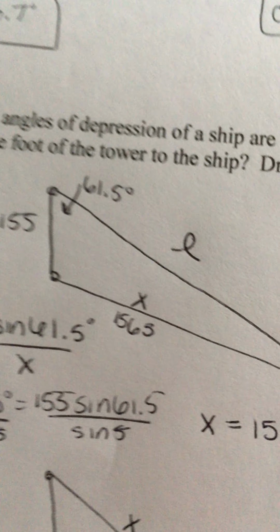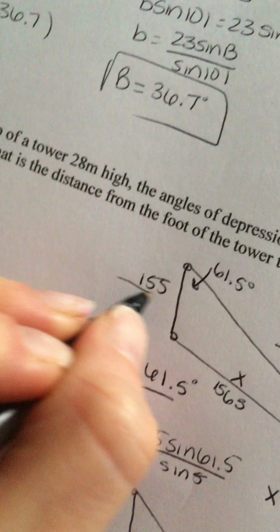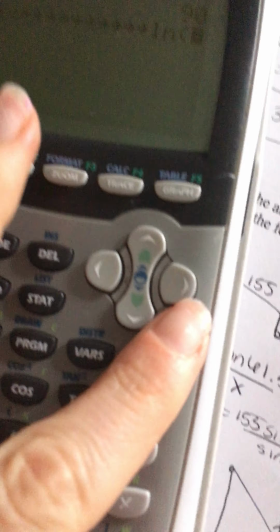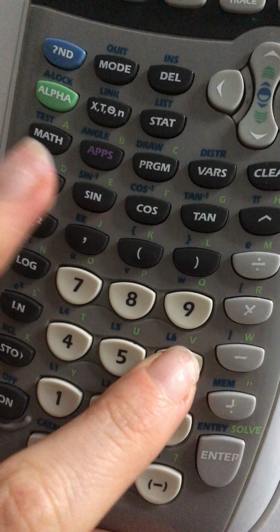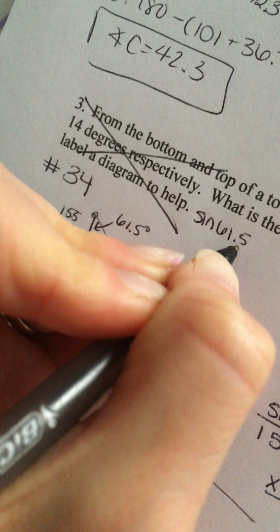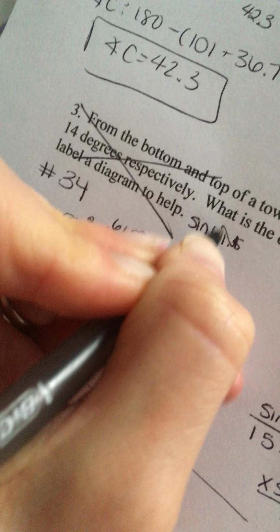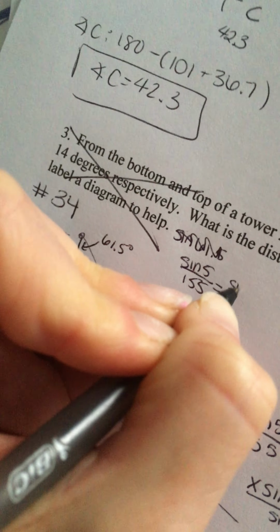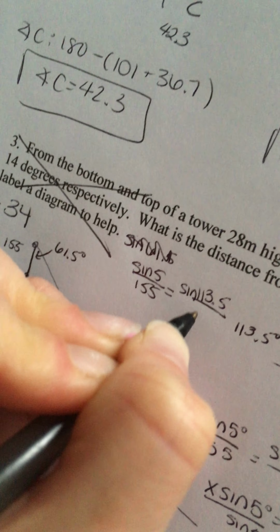I'm kind of running out of room here. I can find L by finding this angle here. This is 61.5. This is 5 degrees. So that's 66.5. I'm going to show you both ways. 180 minus 66.5, so that angle in there is 113.5. So if I find L, once again, we do sine of 61.5. Oh, I'm sorry, I got that backwards. My apologies. Sine of 5 over 155 is equal to the sine of 113.5 over L.